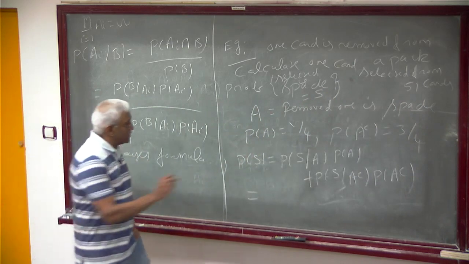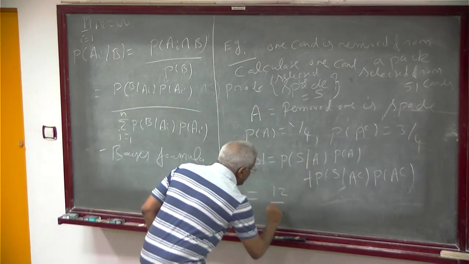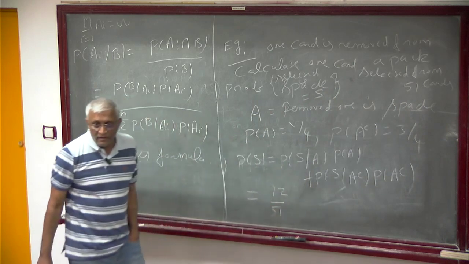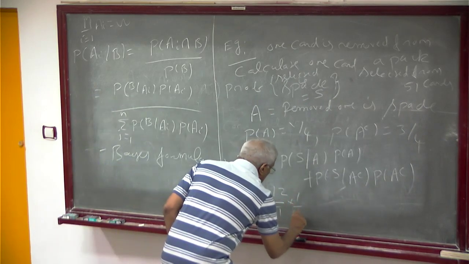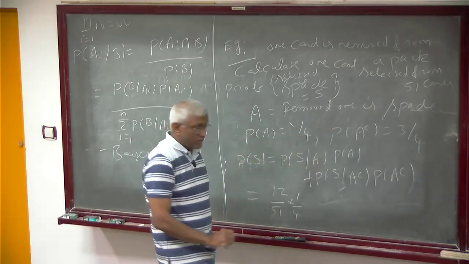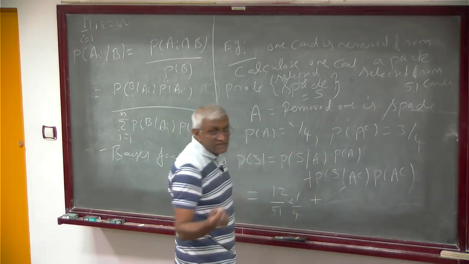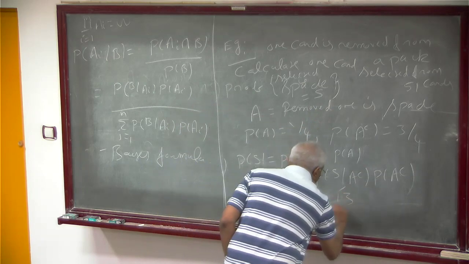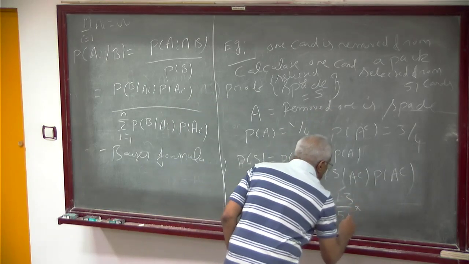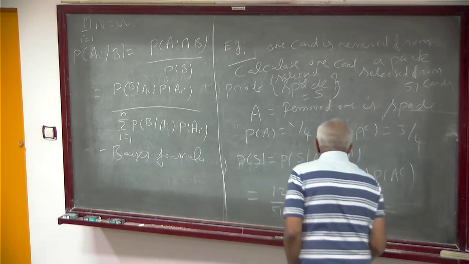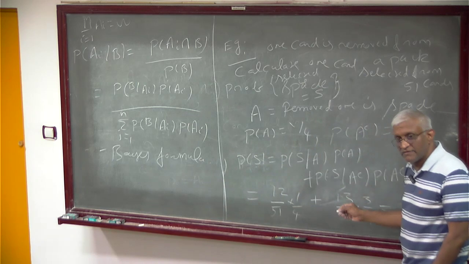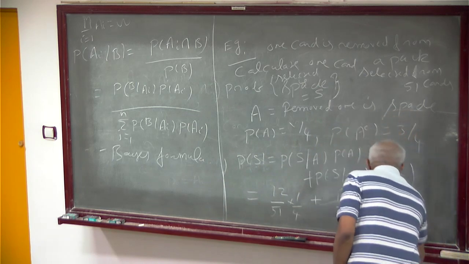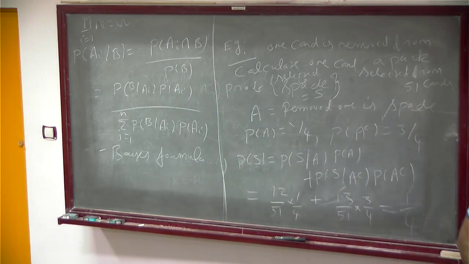12 spade will be there. So P of S given B is 12 by 51, right? 12 by 51, correct? Into 1/4, which is the P of A. Similarly, if spade is not selected, then 13 by 51 into 3/4. We just calculate this. 1/4, you take it out, then it is just 12 plus 13 into 3, which is again 51 by 51, which is 1/4. So you work with the 51 cards, you again get 1/4.